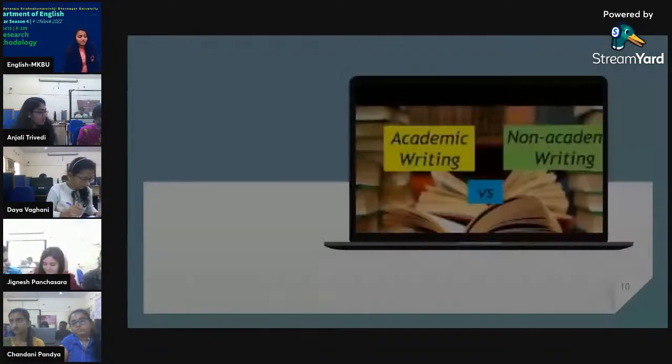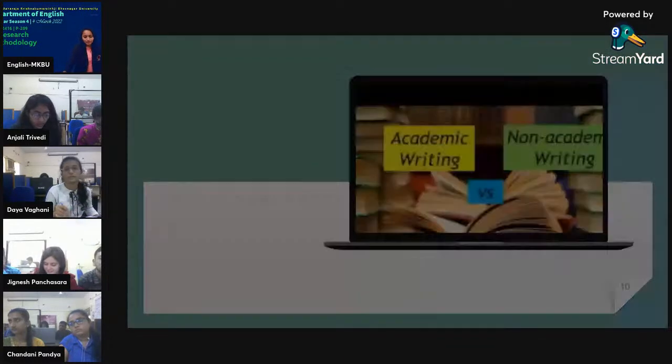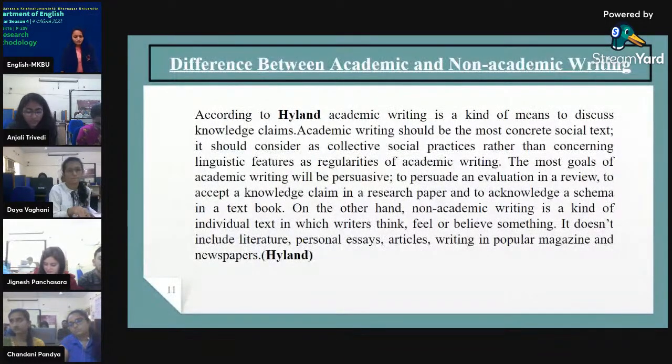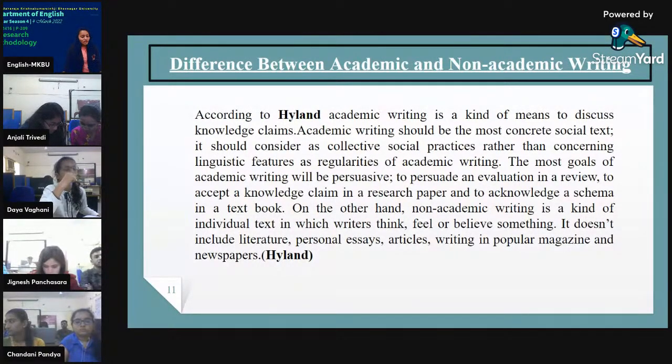Now, what are the differences between both kinds of writing? Hyland identified the difference between the two by saying that academic writing is based on a goal and based on argument, while non-academic writing is something that the writer thinks himself or herself.